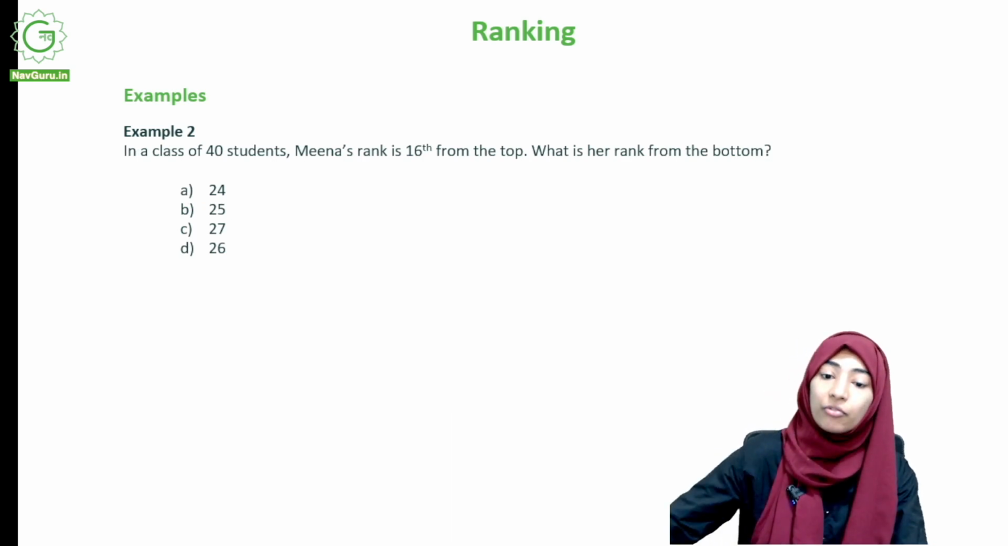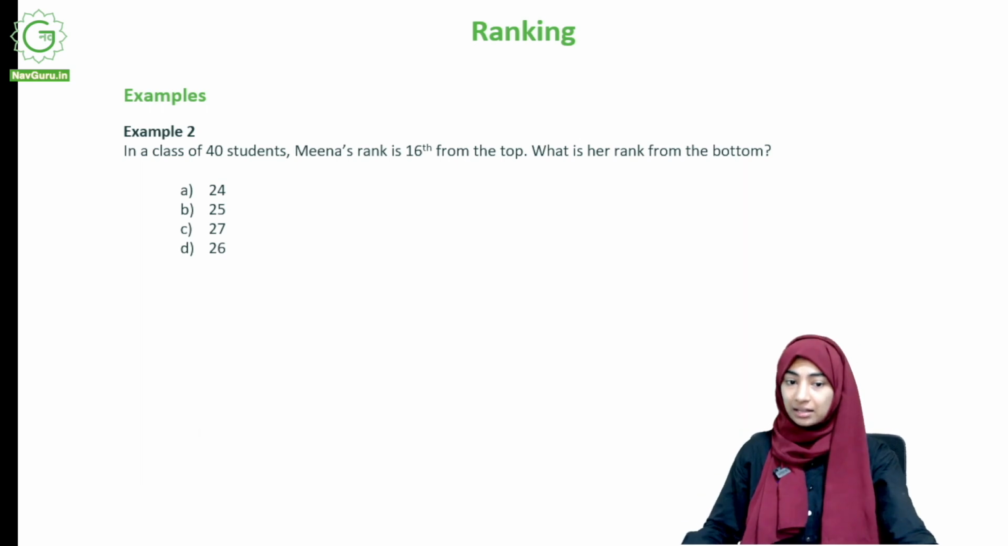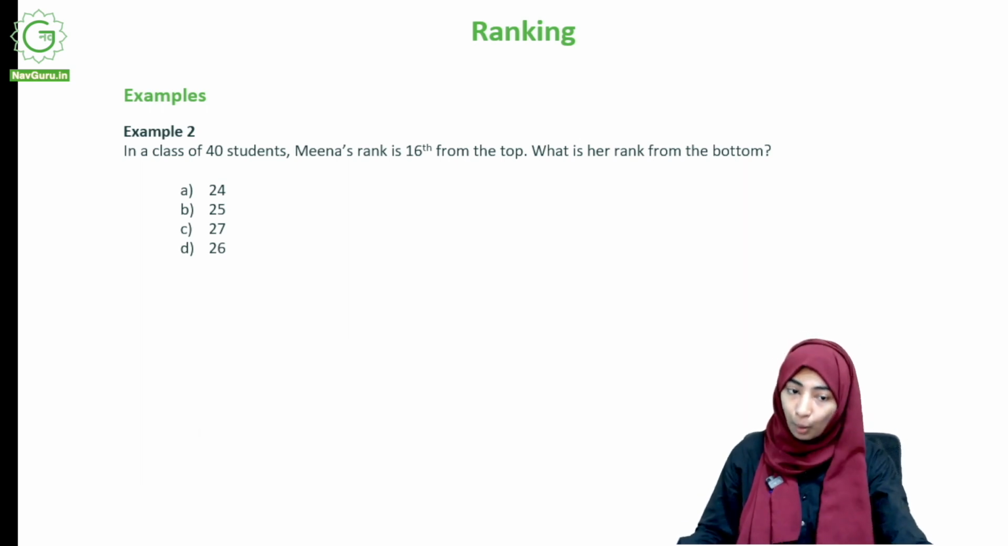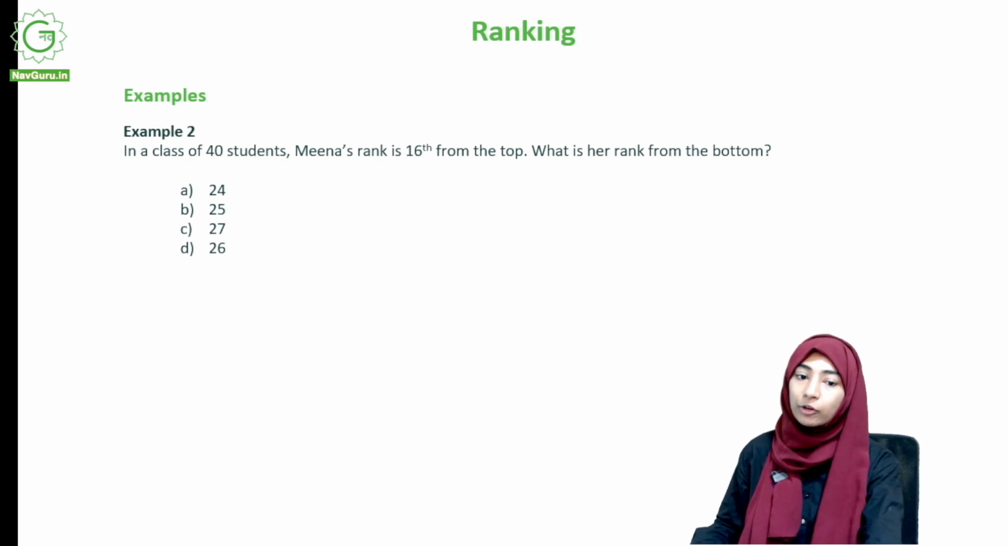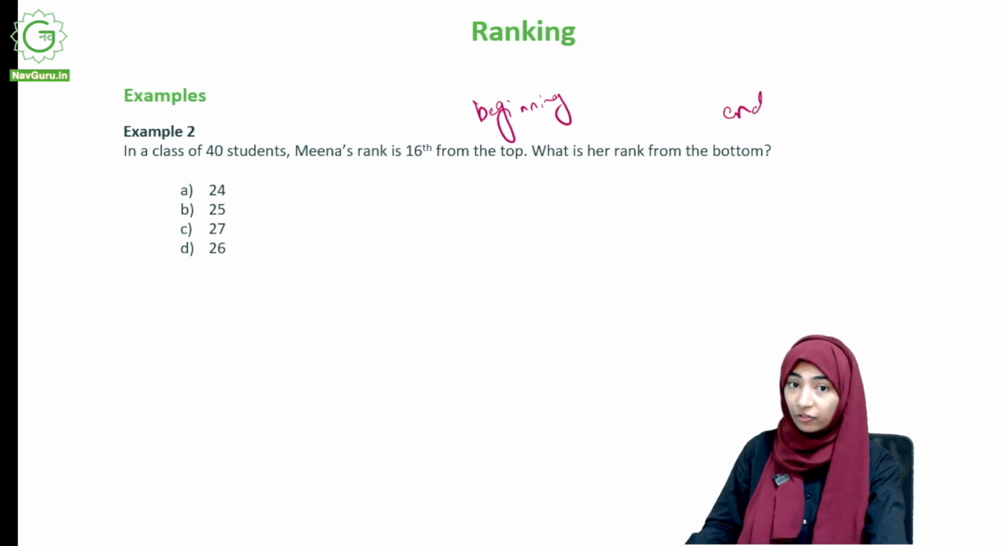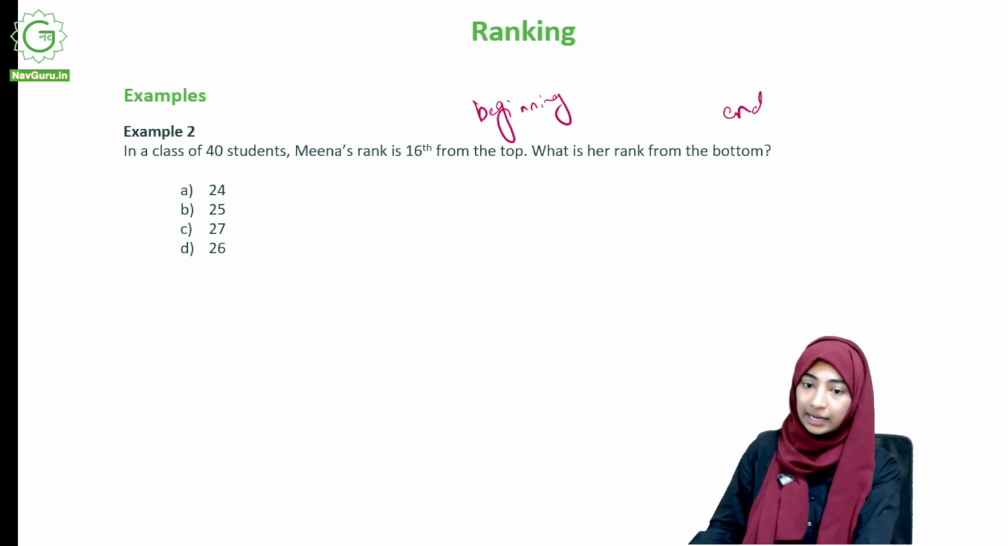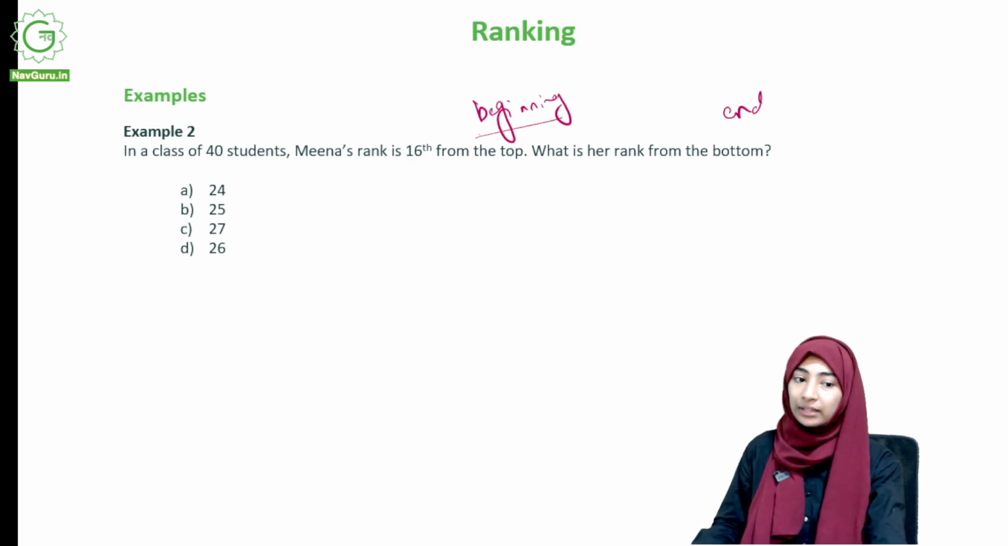In a class of 40 students, Meena's rank is 16th from the top. What is her rank from the bottom? So basically, if you call this the beginning and this the end, we just did a formula to find out the rank, right? If you have the total, how do you find the rank? And the beginning, how do you find the rank from the end?